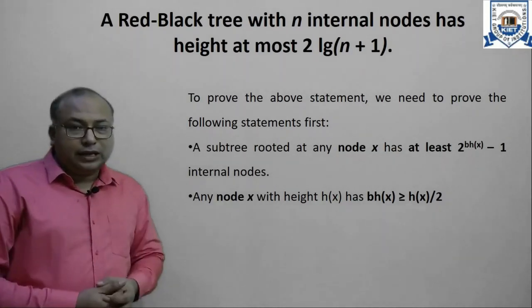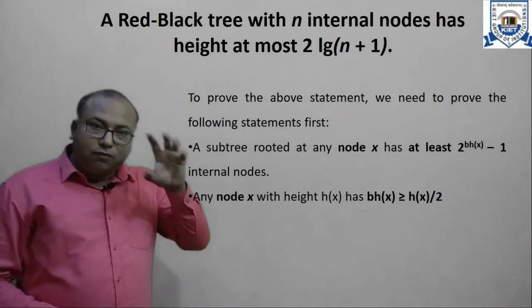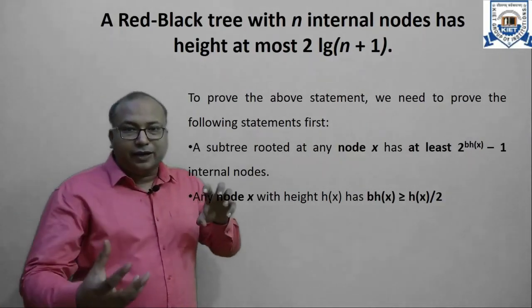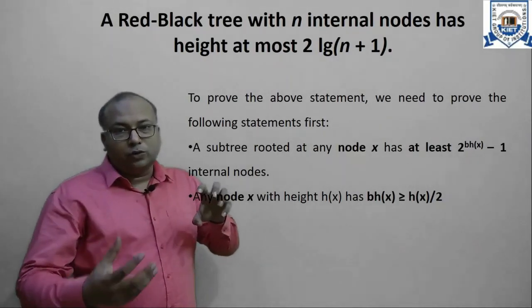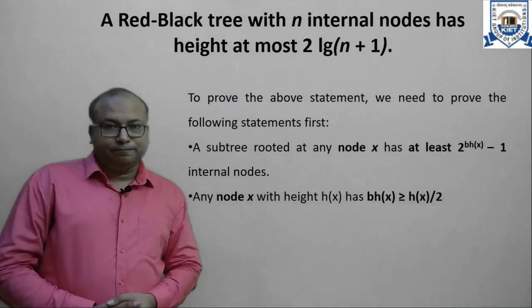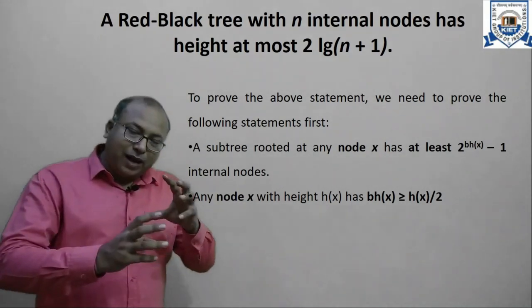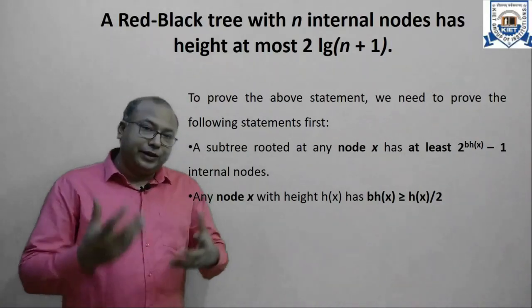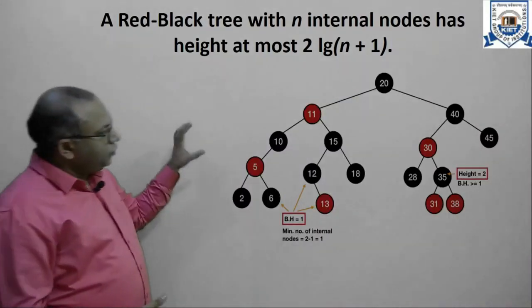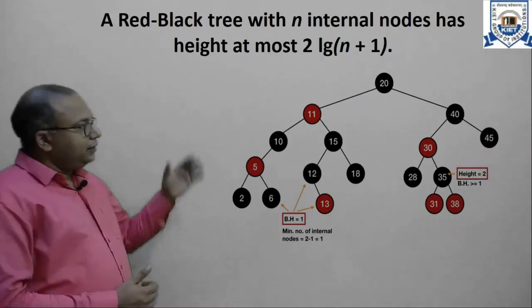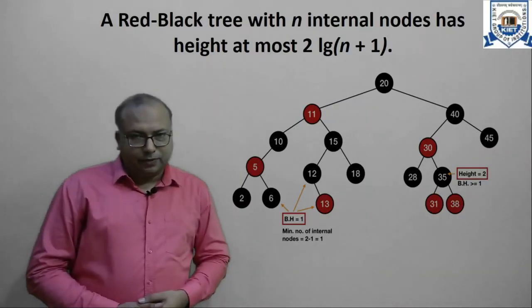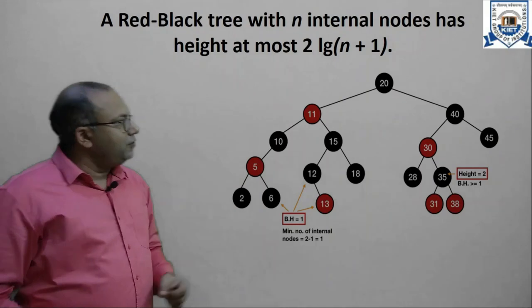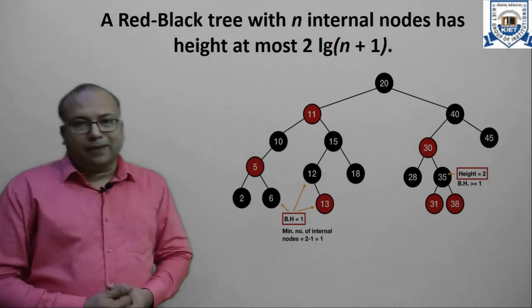So what we are saying in this particular statement is that the number of black nodes will always be greater than or equal to half of the height of the tree. The number of black nodes we are considering is the black height of that node. So first we will prove the first statement and later we will prove the second statement. The first statement we will prove using mathematical induction.